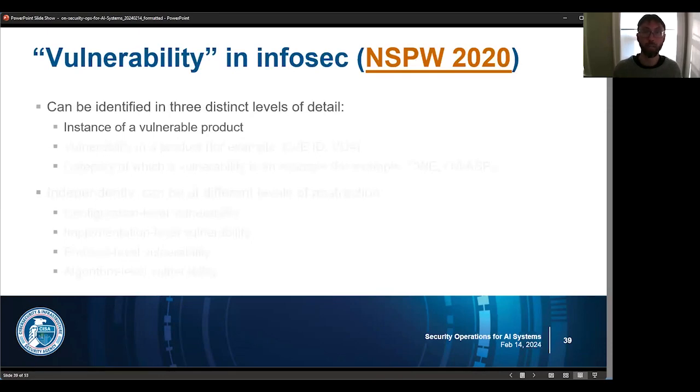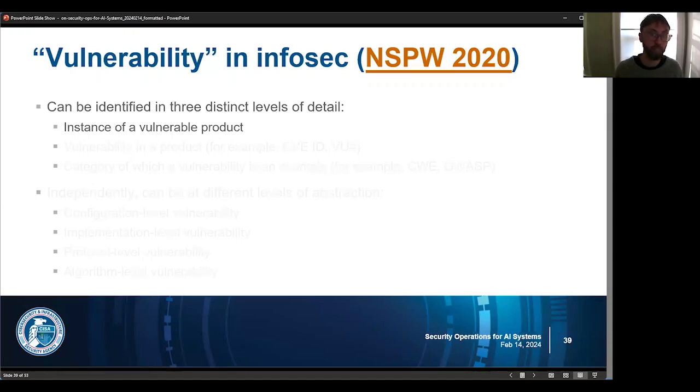So one of the ways that we tried to crosswalk this was when we wrote for NSPW 2020; the title of that paper is on managing AI vulnerabilities in ML and AI systems. One of the things that's confusing is that vulnerability in InfoSec has a bunch of different meanings, and the metaphors for how they connect to different parts of an AI system are maybe not obvious. So one of the things is that you have an instance of a vulnerable product. This means we're running 1,000 computers. They run some specific operating system version.